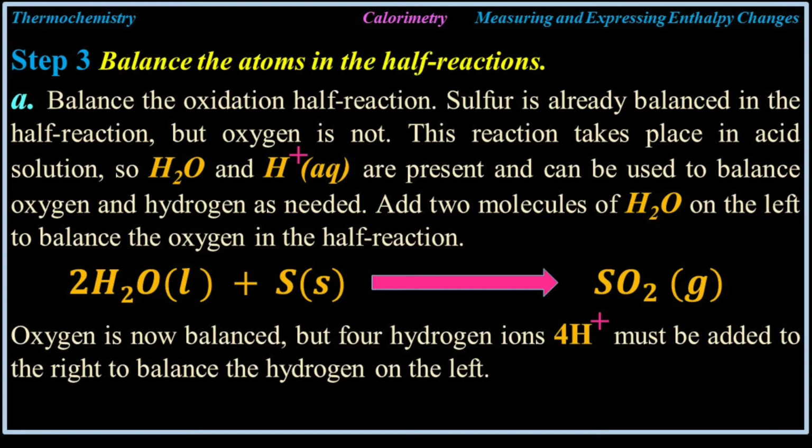Step 3, balance the atoms in the half reaction. A, balance the oxidation half reaction. Sulfur is already balanced in the half reaction, but oxygen is not. This reaction takes place in acid solution. Why is it acid? Because it says aqueous. So water, H2O, and H plus aqueous are present and can be used to balance oxygen and hydrogen as needed. Add 2 molecules of water on the left to balance the oxygen in the half reaction.